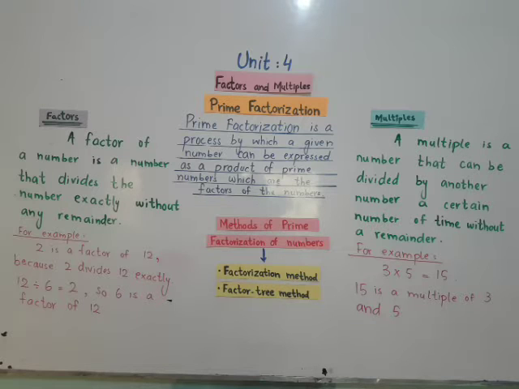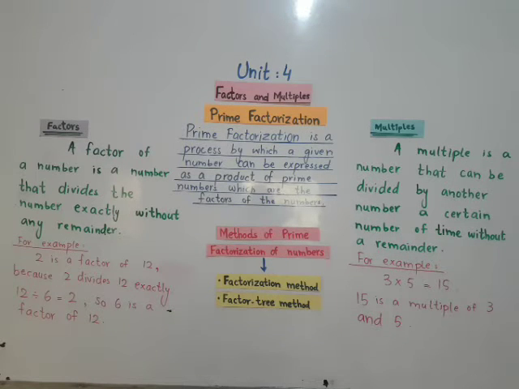Prime factorization is a process by which a given number can be expressed as a product of prime numbers, which are the factors of the number. It means prime factorization is finding which prime numbers multiply together to make the original number.